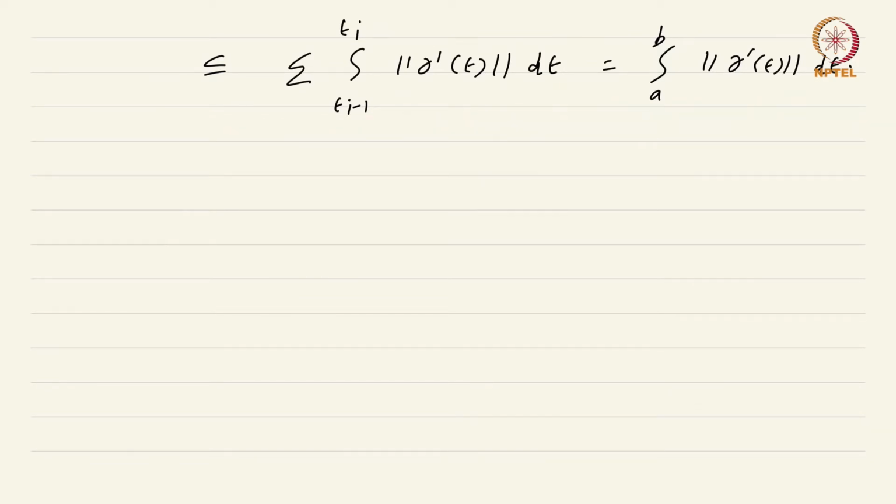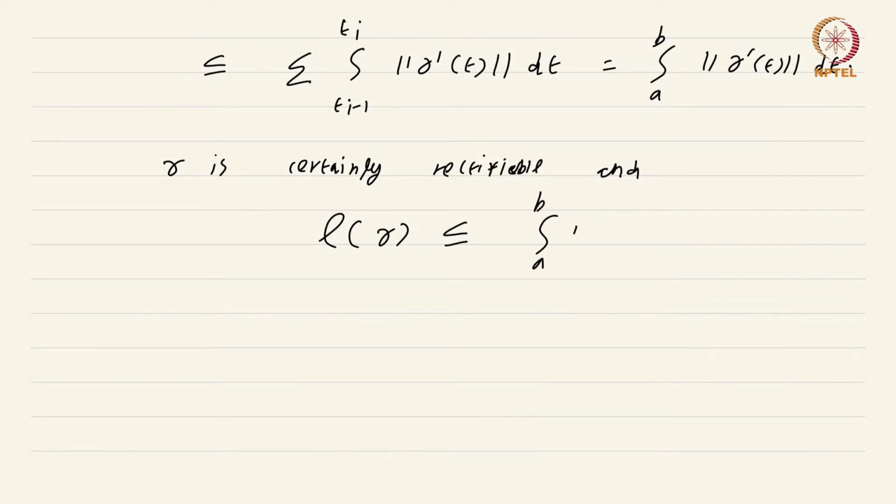So what this shows is that gamma is certainly rectifiable, and the length of gamma is less than or equal to the integral from a to b of norm gamma prime of t dt. So on one side we have shown rectifiability, and we have also shown that the integral of the speed is at least greater than the length of the curve. Now we have to show that this inequality is actually an equality.